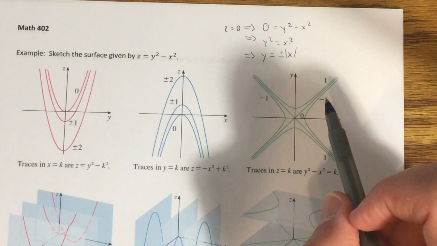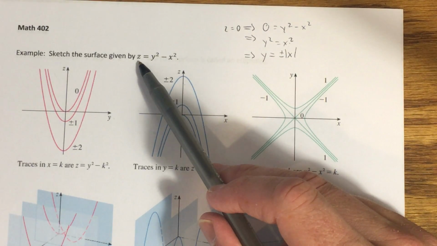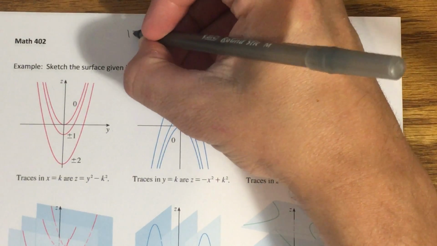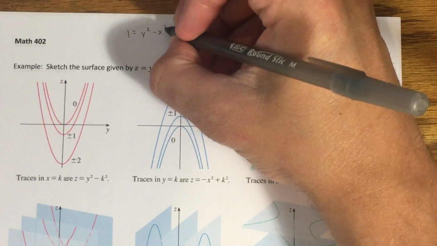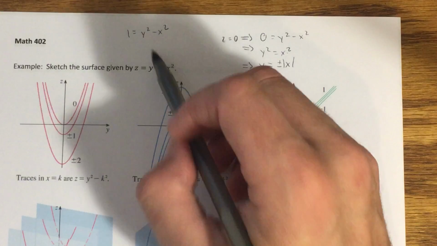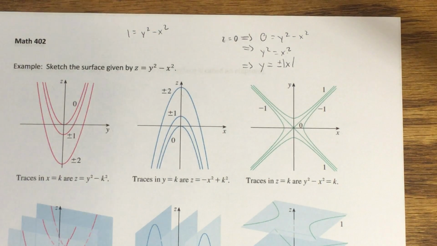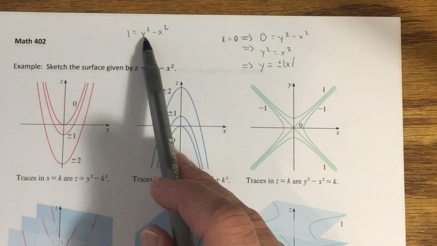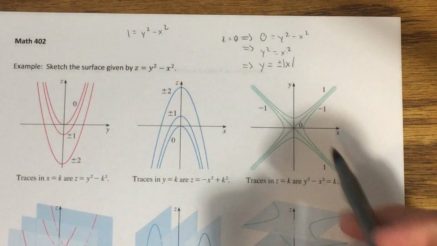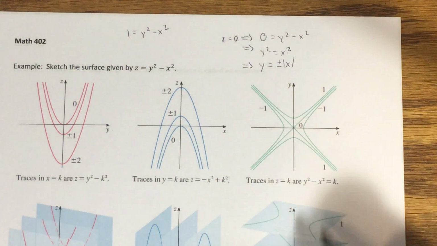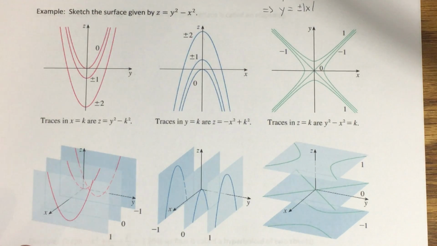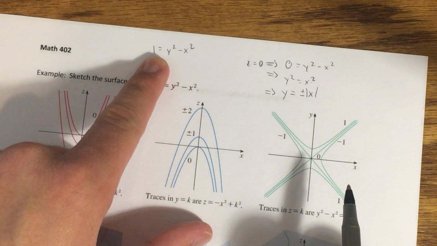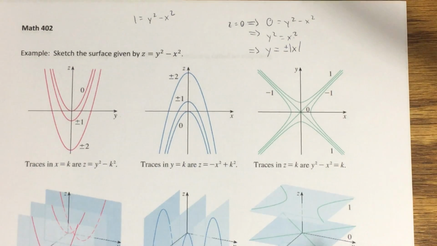As soon as I start plugging in values other than 0 for z, so for example, if I plug in a 1 for z, then I have 1 equals y squared minus x squared. Okay, this is the equation of a hyperbola. And I can graph that hyperbola. It would be oriented vertically because the y squared is the positive of these two terms here. And so you get a hyperbola looking like the ones that we see here in green. And I could plug in different values here and get a bunch of hyperbolas that would act as traces of our surface in that case.